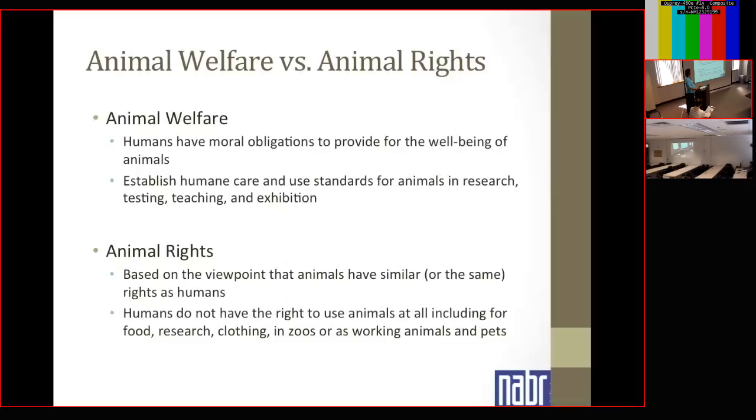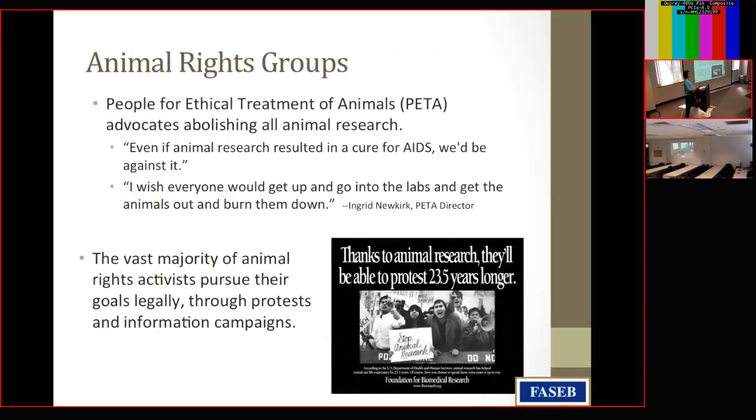There are several organizations for people who identify with animal rights. Probably the most famous that everyone's heard of is PETA, People for Ethical Treatment of Animals. Their director and co-founder, Ingrid Newkirk, has been quoted as saying, "Even if animal research resulted in a cure for AIDS, we'd still be against it," as well as other inflammatory remarks, such as supporting arson against research labs. Now, the majority of animal rights activists pursue their campaigns legally and peacefully with protests and advertising campaigns, and that's their legal right to do so.